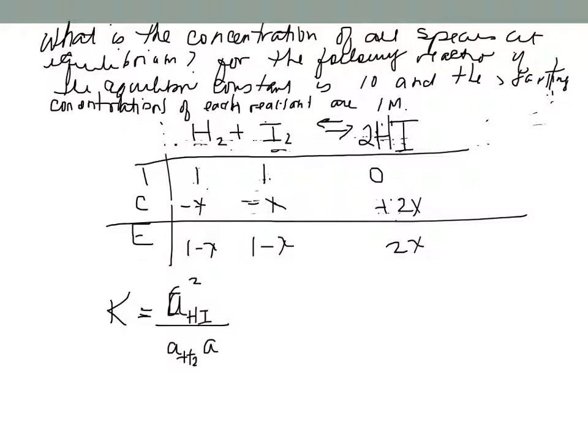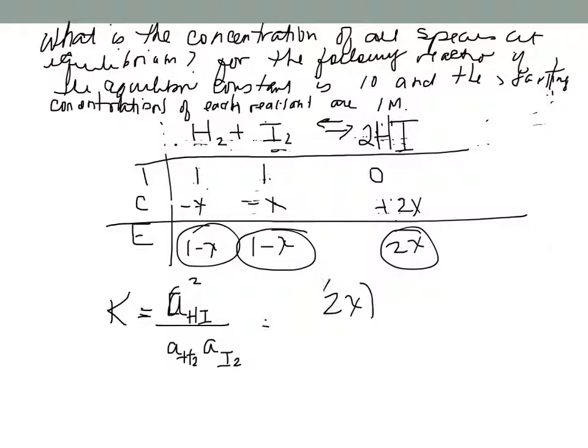The activity of I2. So when we substitute these equilibrium values into the equilibrium constant expression, we get 2x for the value of HI at equilibrium, and when we plug it in, we raise that to the 2. We get 1 minus x and 1 minus x.